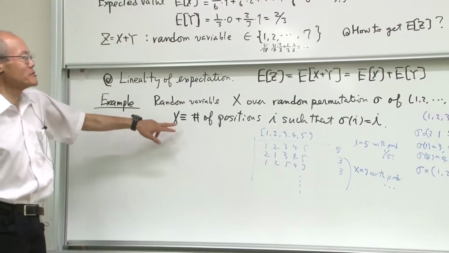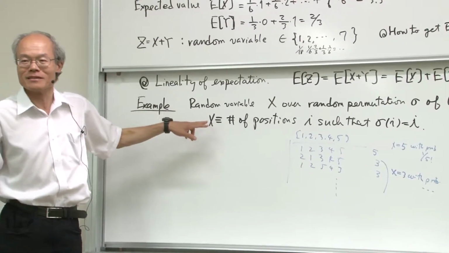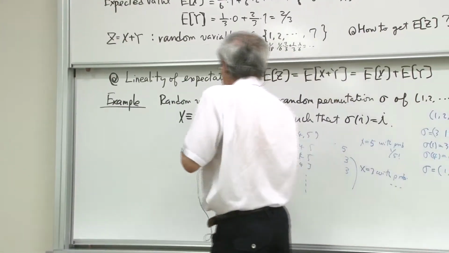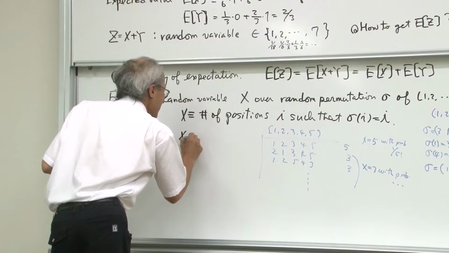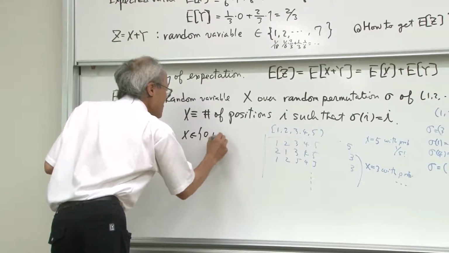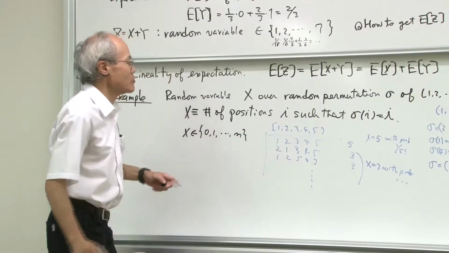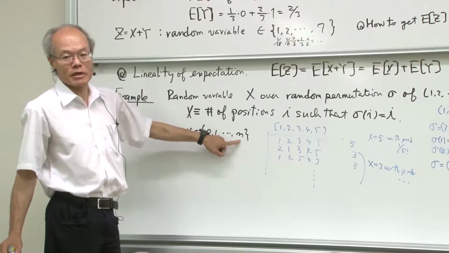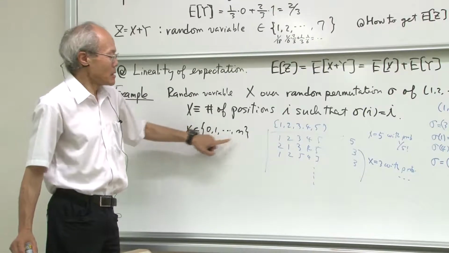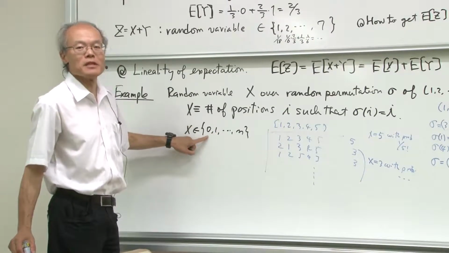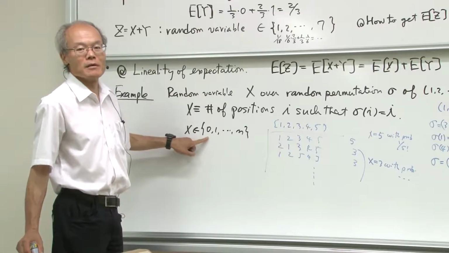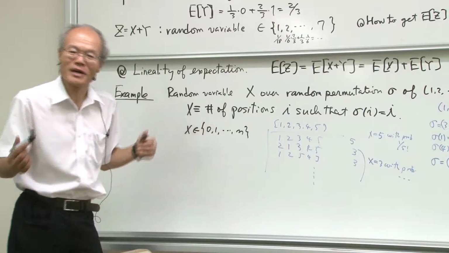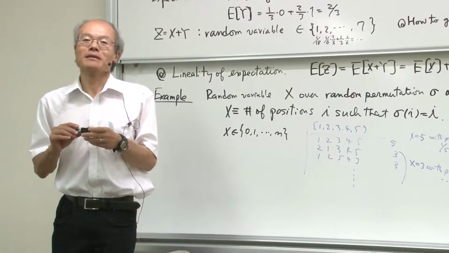So now I assume that you understand this random variable x. Okay? You understand? So x takes values 0, 1, up to n. Maybe this probability is pretty big. But calculating the probabilities is quite messy.